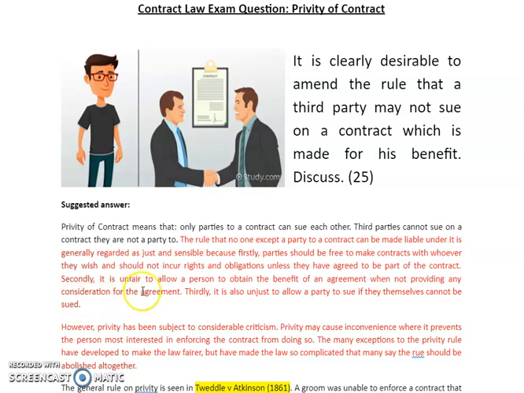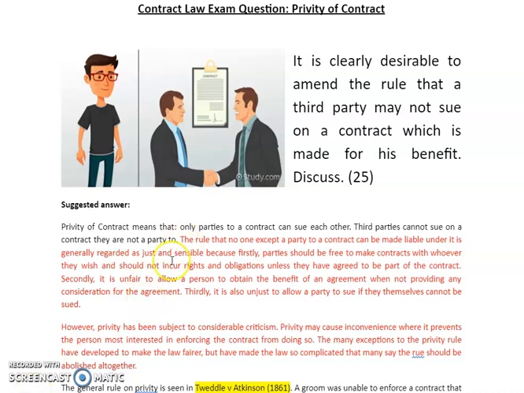Secondly, it's unfair to allow a person to obtain the benefit of an agreement when they've not provided any consideration. So this third party here hasn't provided consideration for the contract, so it seems fair that they shouldn't be able to sue on it. And I've got the third advantage here, is that it's unjust to allow a party to sue if they themselves cannot be sued. That would seem unfair on the face of it.